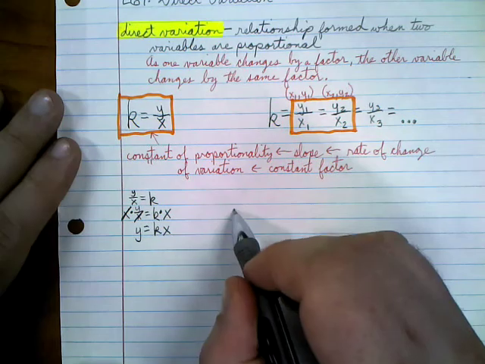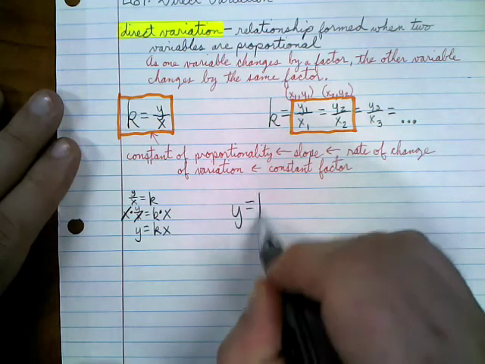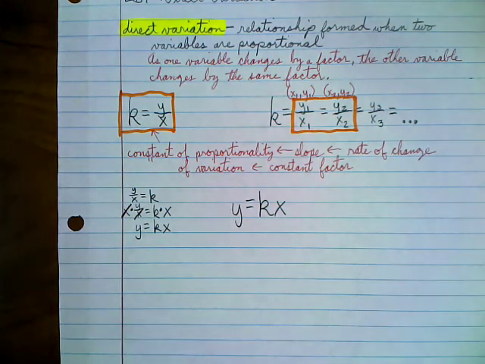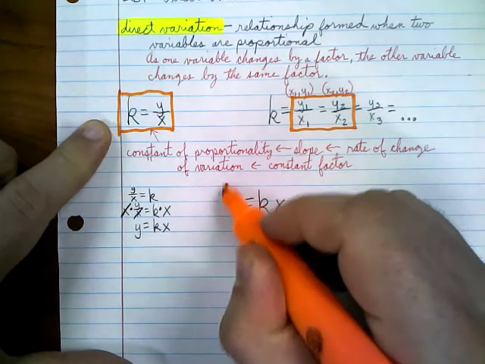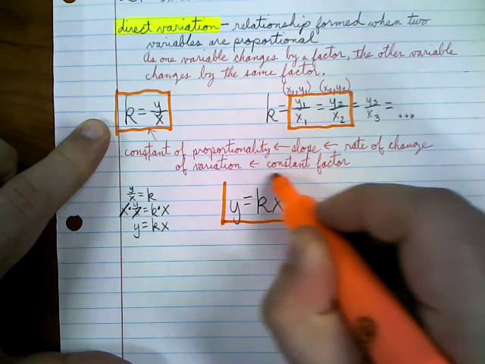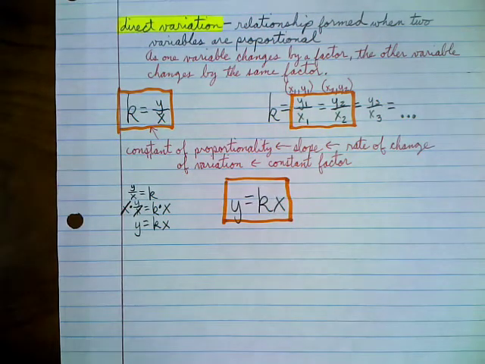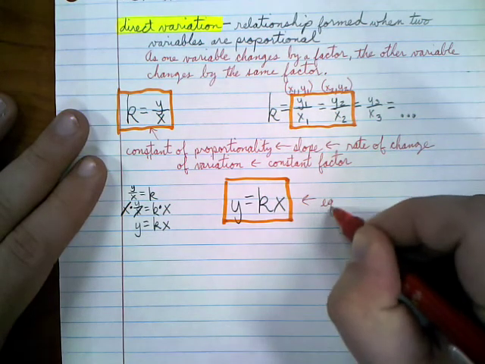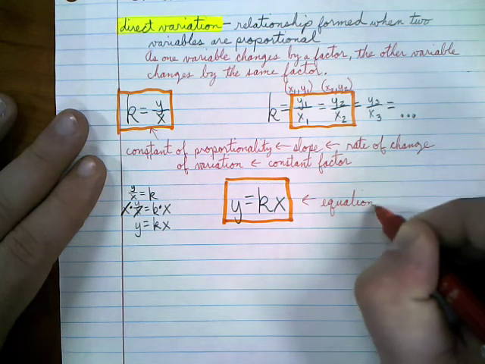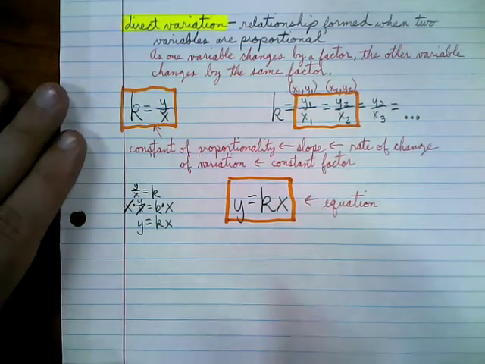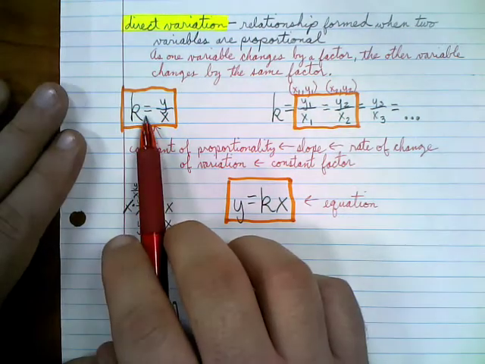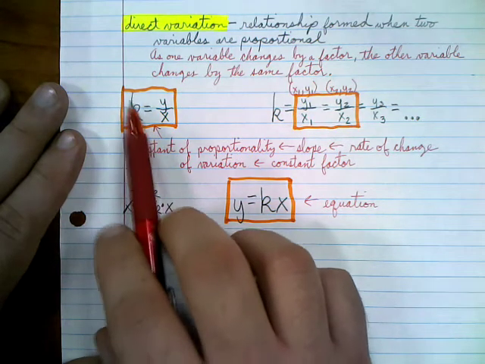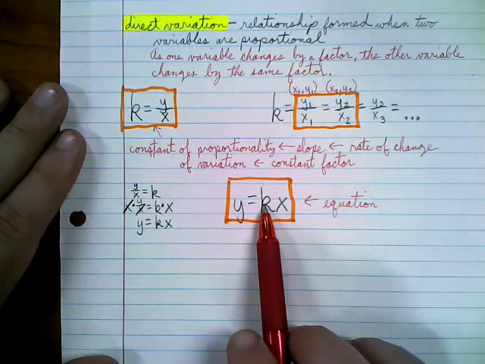And what we've just discovered here is the form of the equation for a direct variation. So all direct variations will have equations that look like this. And we'll go ahead and label that this is the equation. So if you need to find the constant, you'll use this formula. So you'll figure out what your k is, but then if you want to write the equation, you'll take whatever this number came out as and put it in here.